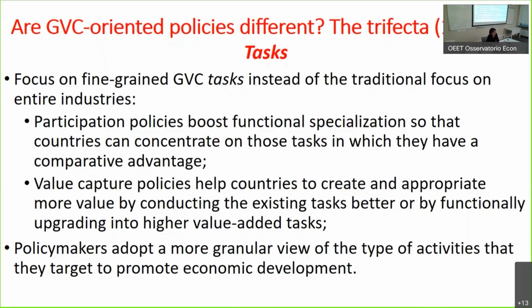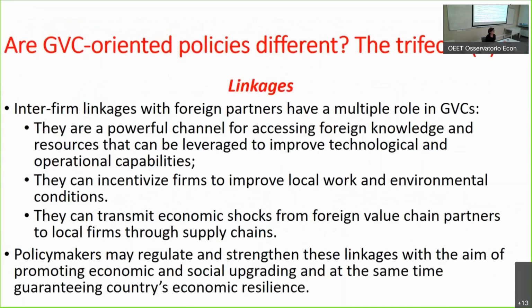So what is the implication for policy? The implication is that policymakers need to adopt a much more granular view of the type of activities that they need to target to promote economic development. And as I will tell you at the end of my presentation, this means also to have access to much more granular empirical evidence and different types of information and data which are different from the usual type of information used to elaborate policies.